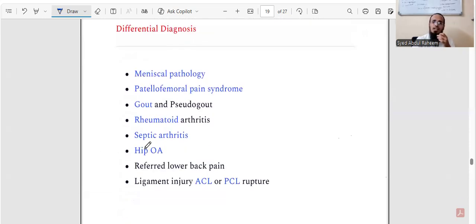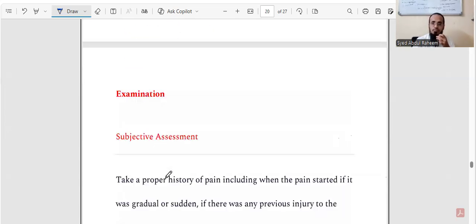There are other reasons also for knee pain besides osteoarthritis: meniscus injury, patellofemoral bone issues, gout, rheumatoid arthritis. Due to those reasons also you will get knee pain, as well as septic arthritis, hip osteoarthritis, lower back pain, or, as I told you, ligament injury, anterior and posterior.